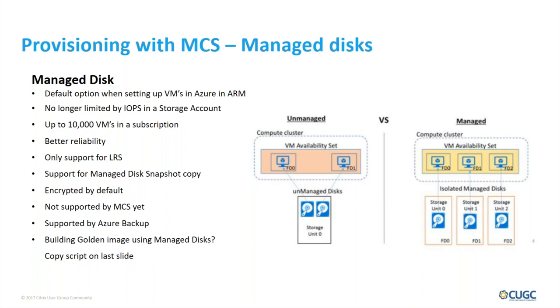So you can basically go up to 10,000 VMs, and also have a lot better reliability, a lot better SLA agreements. Some of the downside is that with managed disk, it only supports locally redundant storage. You have 3 copies inside the same region. It's not supported by Machine Creation Services yet. So if you have set up a virtual machine using managed disks, you cannot find the VHD inside the wizard when you try to create a machine catalog. But the content is encrypted by default in Azure and is supported by Azure Backup if you want to have backup of the machines.